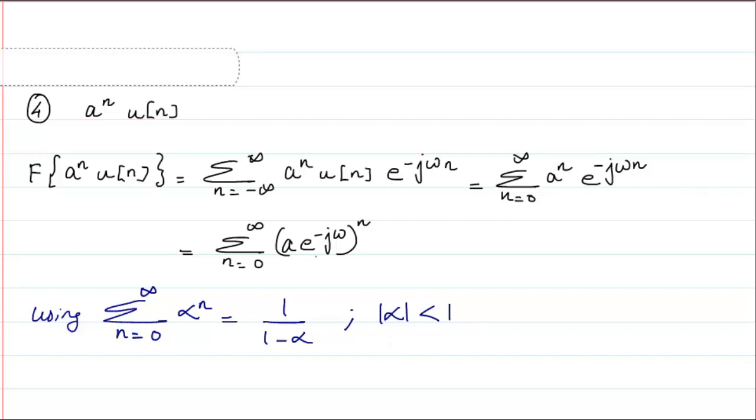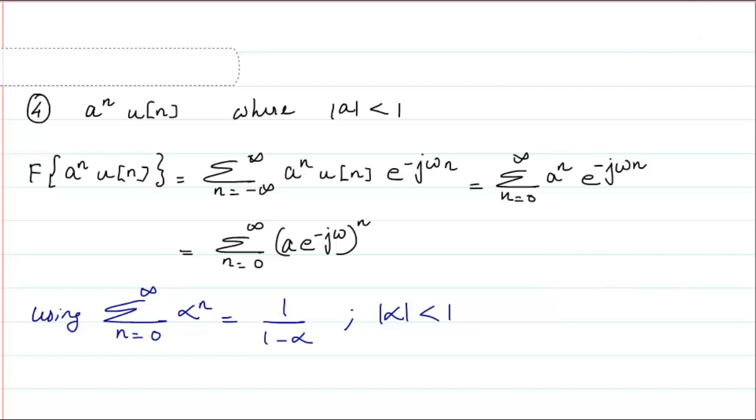Anyway, what is important here is the magnitude of a e raised to power minus j omega. It is equal to a. Why? Because this is the magnitude portion and this is the phase angle portion. So the magnitude is going to be a. So it should not be greater than 1. One of the conditions we should remember is that the magnitude of a should be less than 1. So you have to take care that a should always be less than 1.